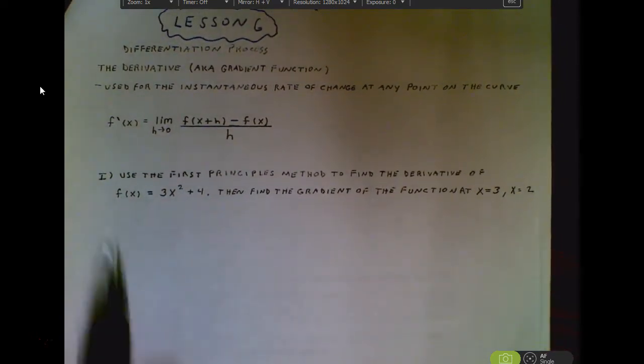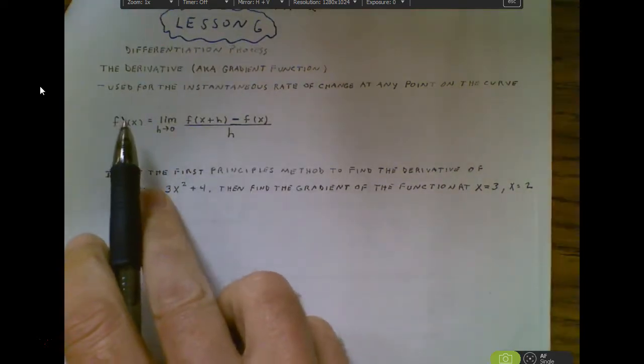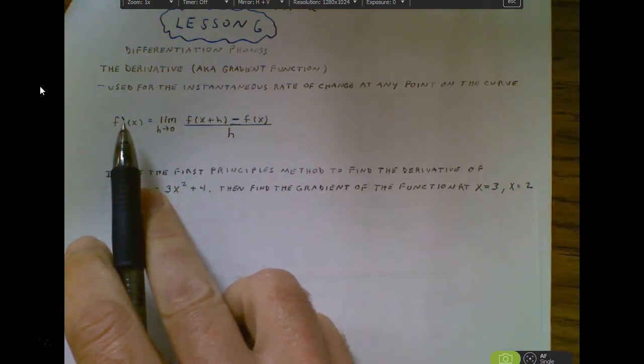So real quick on the notation that you're seeing, the little f prime of x, that means derivative, and that's just, again, what we've been doing, which is just getting an expression for slope or gradient.